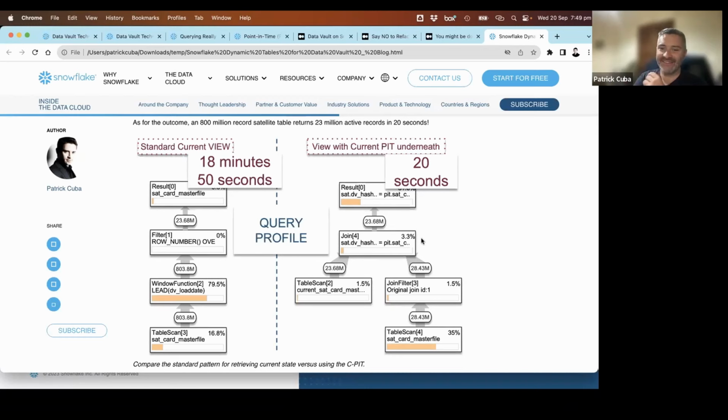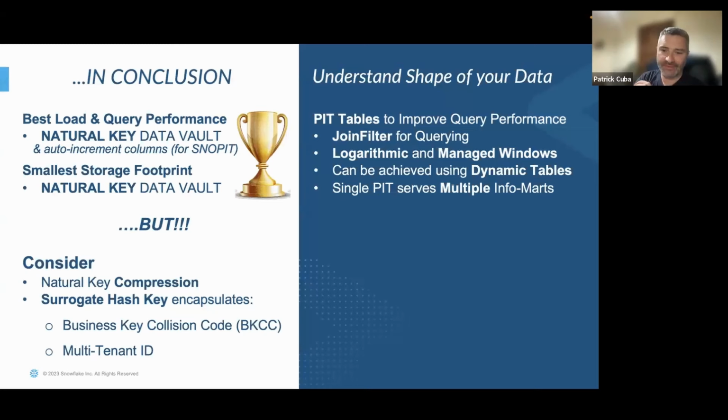Other things to consider, understand your join key distribution. So here I exaggerated the ghost key, ghost record distribution to show you what impact it has on the probe side of the join against a PIT table or fact table, right? But also consider your business keys that you're loading that are not ghost records.